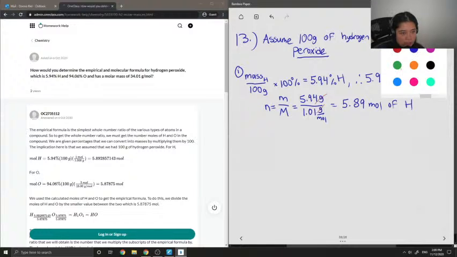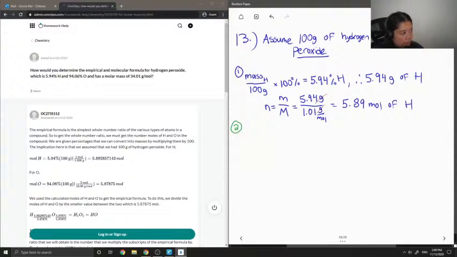So let's do the same thing for oxygen. It's 94.06% oxygen. So then I can just simply say that the mass of oxygen, if it was in a 100 gram sample of hydrogen peroxide, is 94.06 grams. So now I can calculate the number of moles of oxygen. So it's just 94.06 grams divided by the molar mass of oxygen, which is just 16.